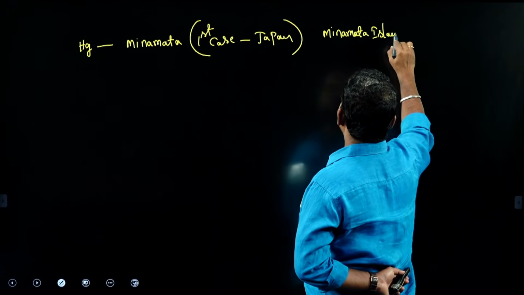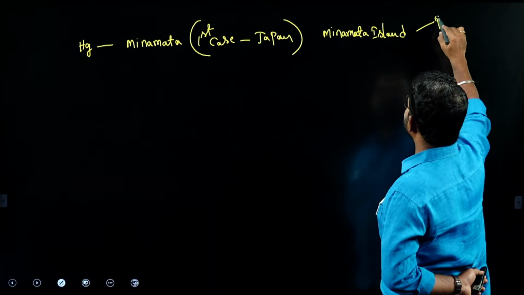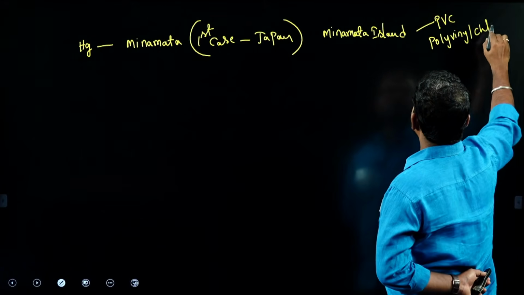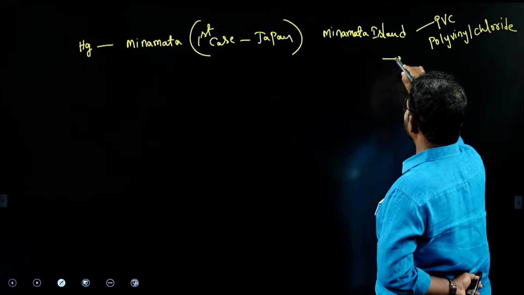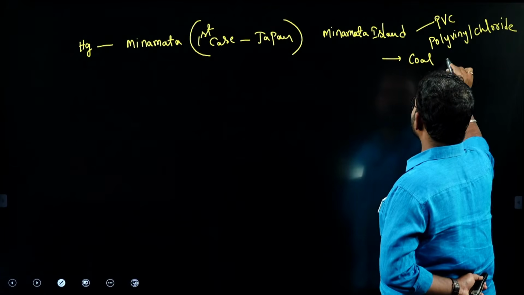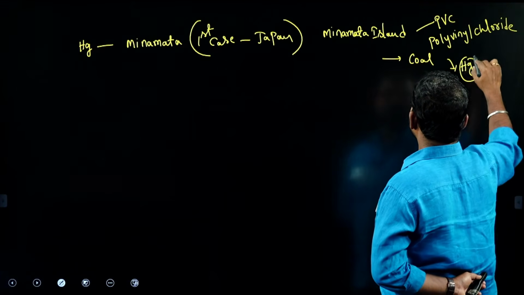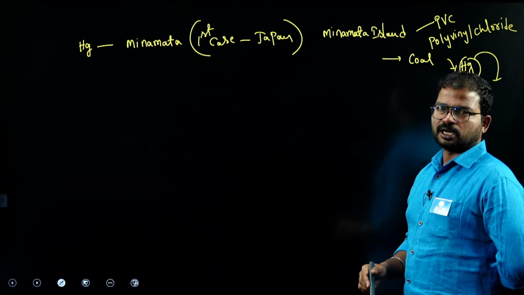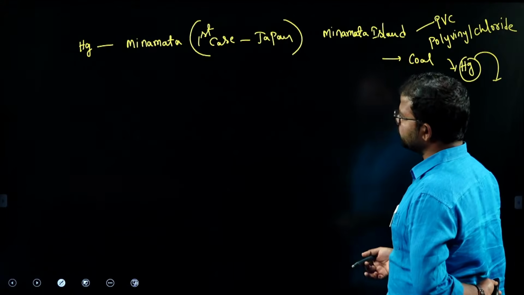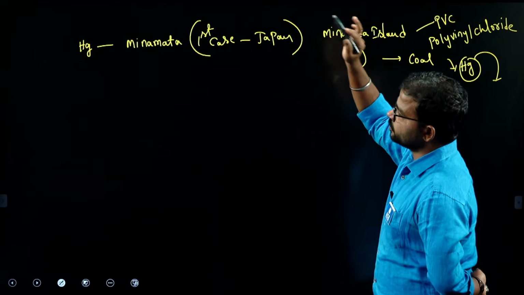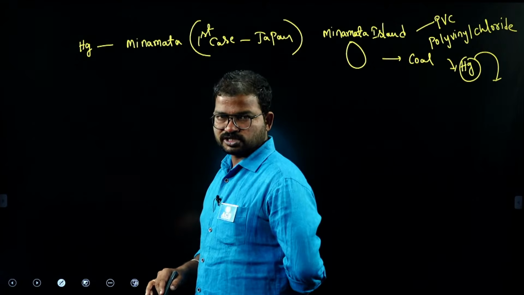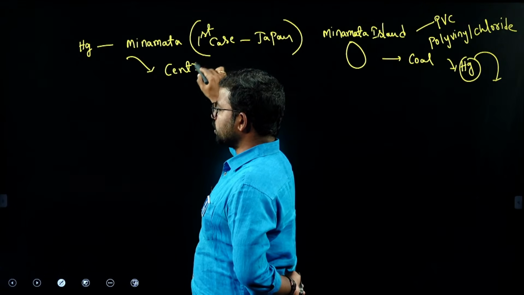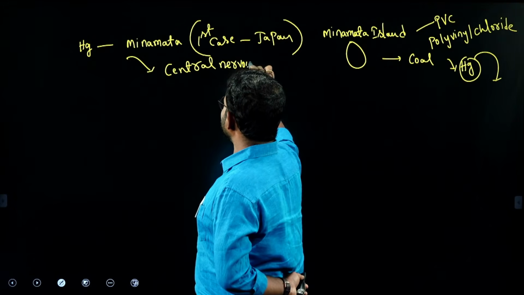In this island, guys, we have PVC industries. PVC means polyvinyl chloride. At the same time, here we have some coal mine industries. From these we get some mercuric waste. This mercuric waste was directly dumped into the seawater. Because of bioamplification, the Japanese faced this issue, that is Minamata. So the name of the island was given to this disease. In the human body it directly impacts the central nervous system.